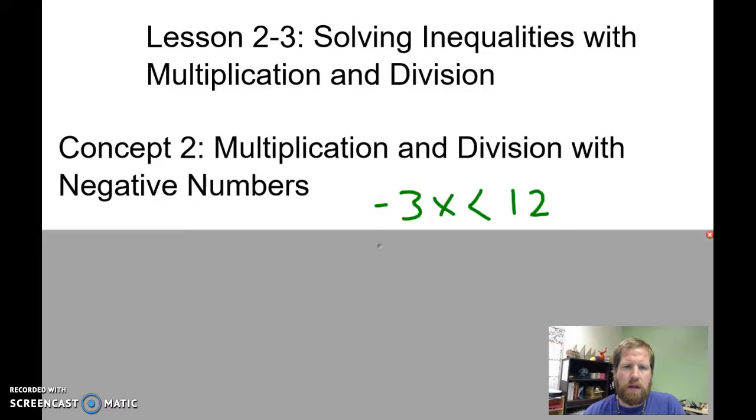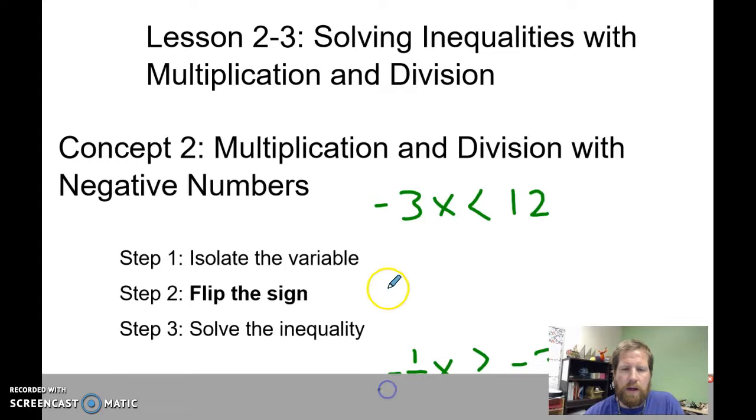Lesson 2.3, Concept 2, Multiplication and Division with Negative Numbers. So when we're given an inequality where we have a negative value being multiplied or divided by the variable, we're going to need to use the inverse operation to get rid of it. And that means multiplying or dividing by a negative number.